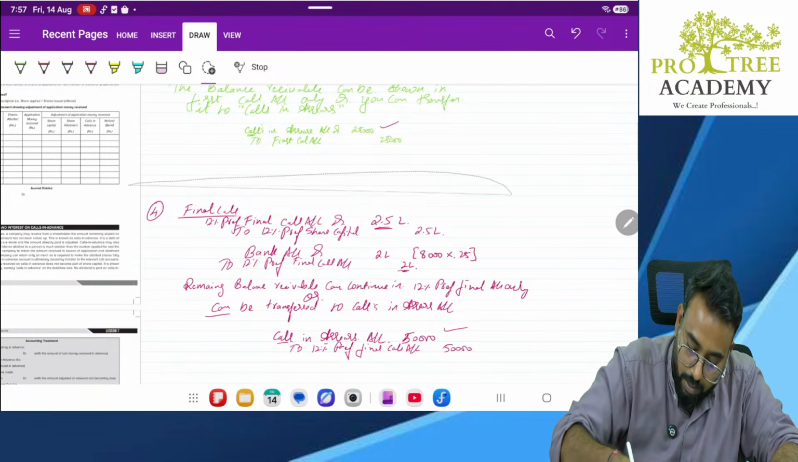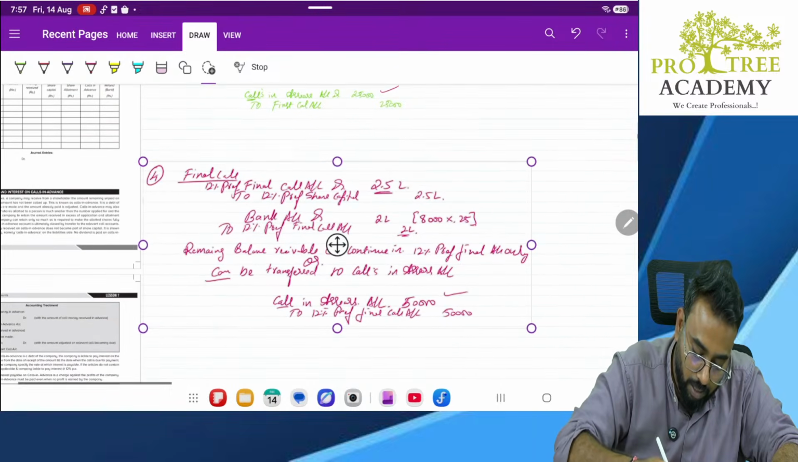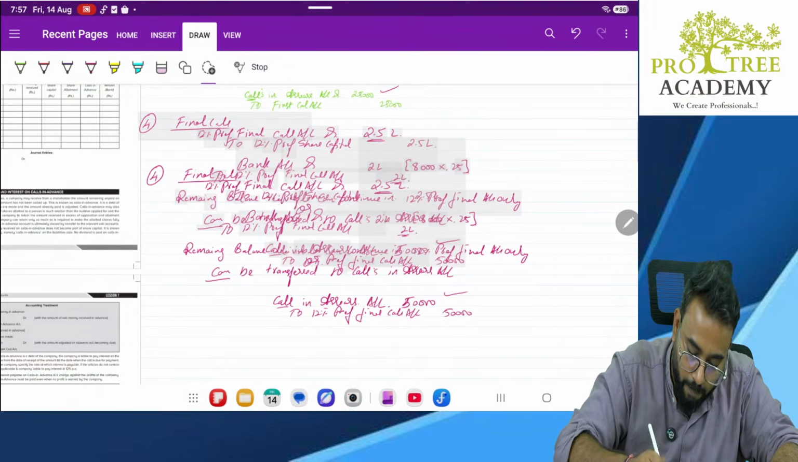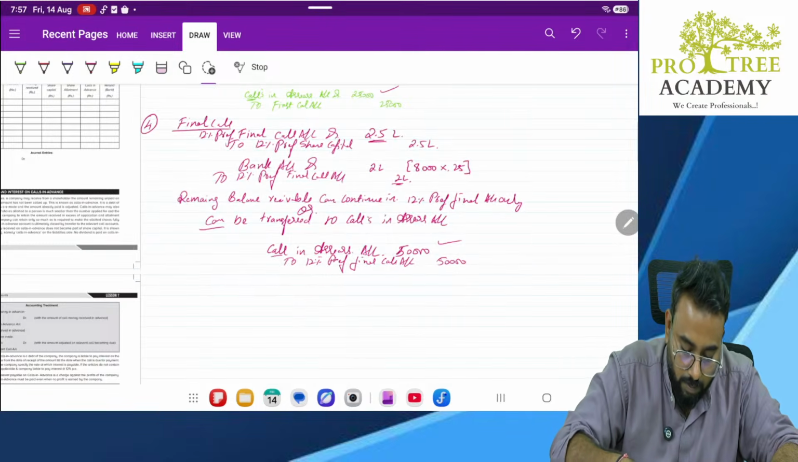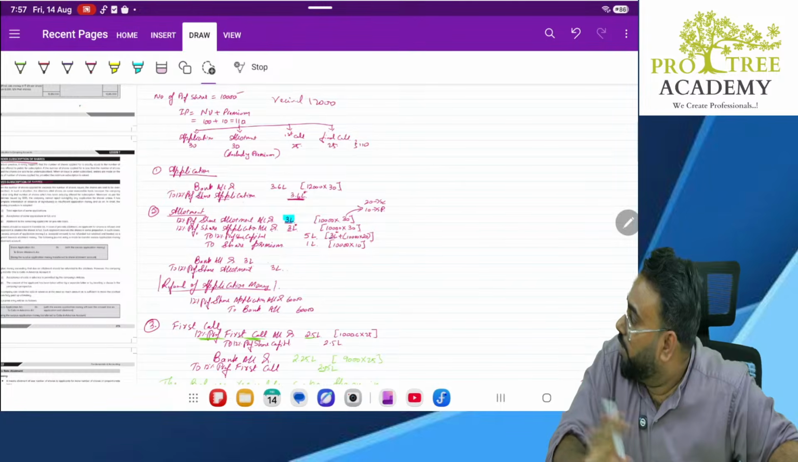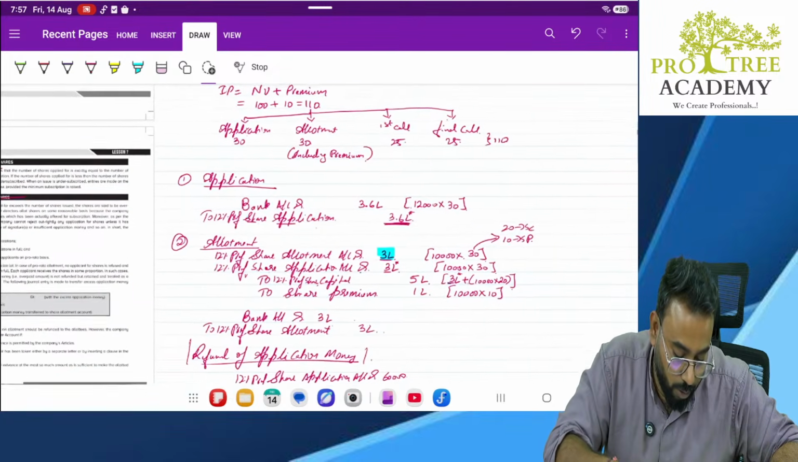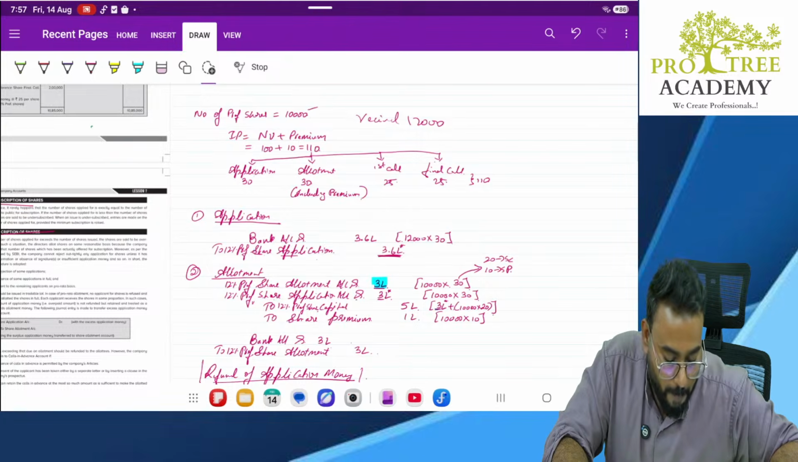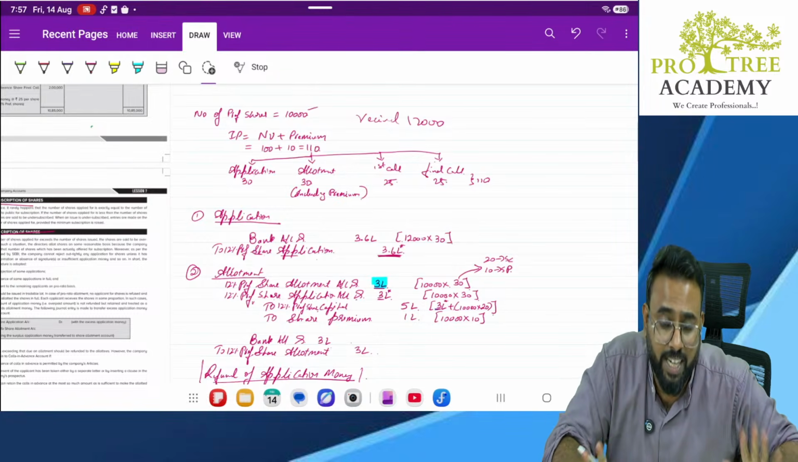Clear? Please take a screenshot again. Sorry, we missed it that time. Do one thing, take a screenshot again of this entire sum, please. I don't want you to go wrong again. Quickly. Earlier screenshot, kindly delete. Please delete the earlier screenshot.